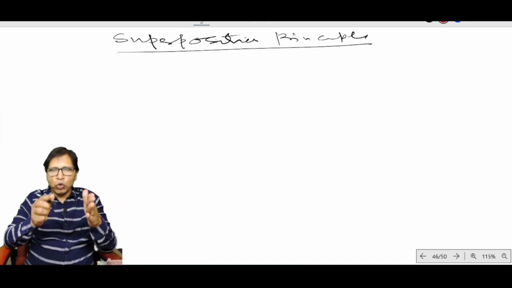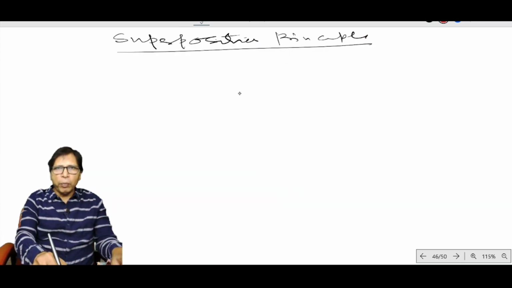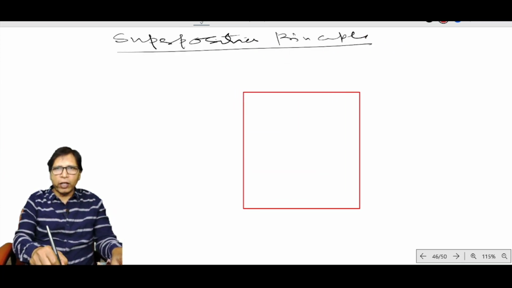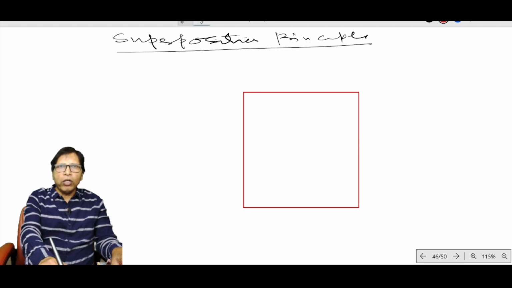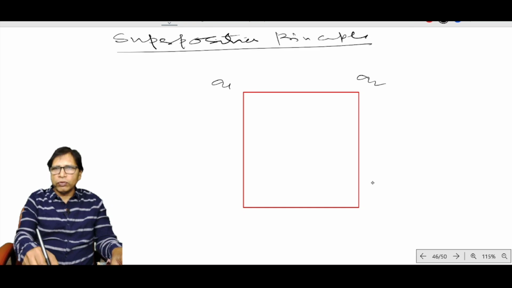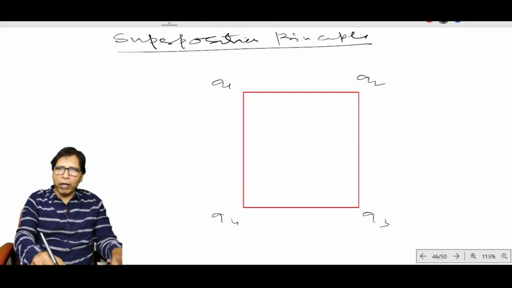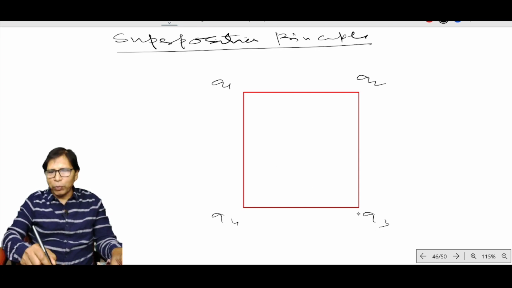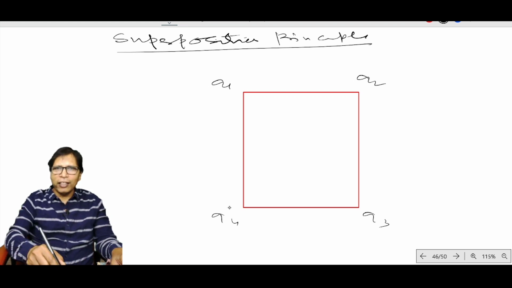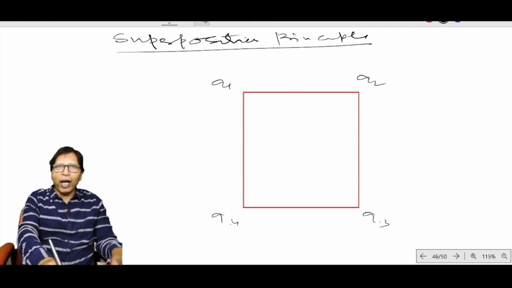Okay. Now superposition principle. Suppose this is a square. Now charge Q1, charge Q2, charge Q3 and charge Q4 are placed at the vertices of the square. Now we have to calculate the force on Q2 by Q1, Q4 and Q3. Okay. No problem. Now look at this.